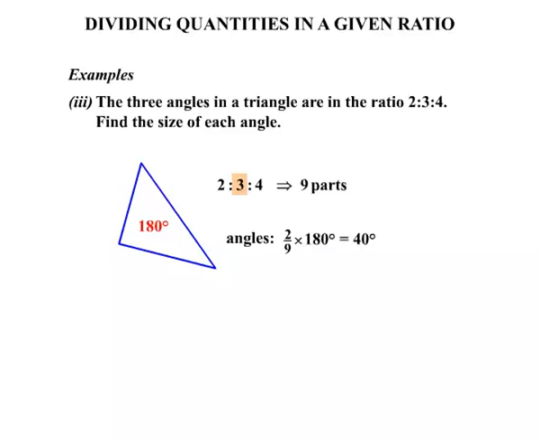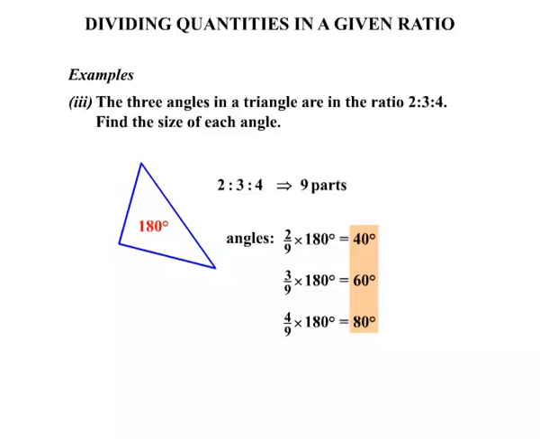Our next angle is the 3, represented by the 3. 3 parts out of 9 is 3/9. Again, we're splitting up the 180, and when we do 3/9 times 180 degrees, we come up with 60 degrees. Our final angle is represented by the 4. 4 parts out of 9 is 4/9 times the 180, and calculating that, we get 80 degrees.